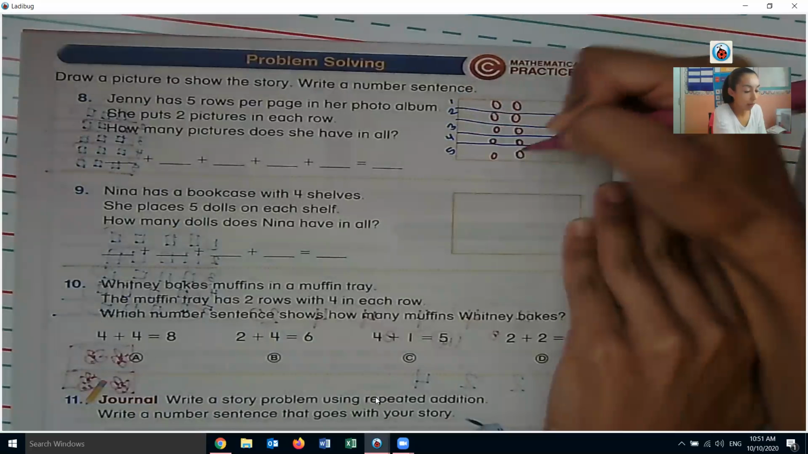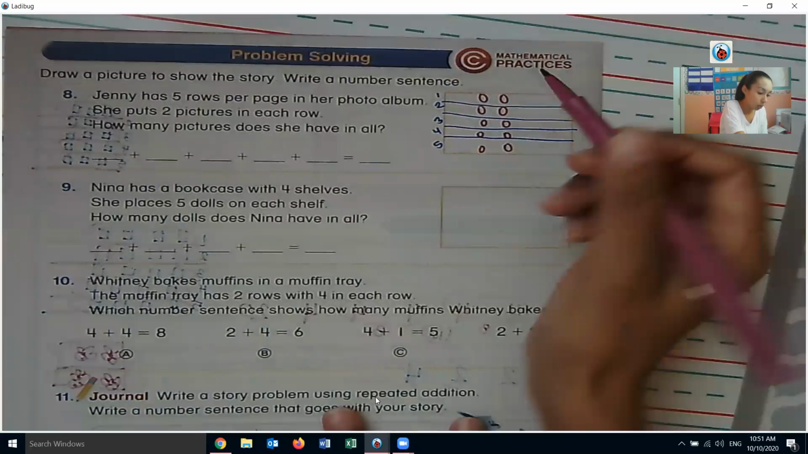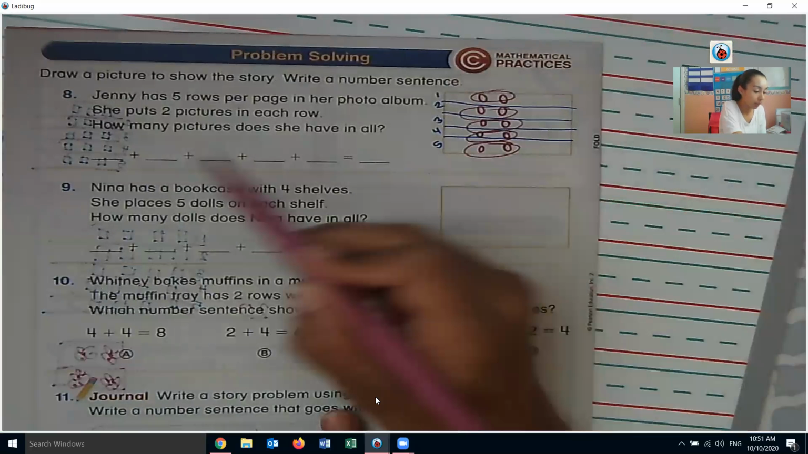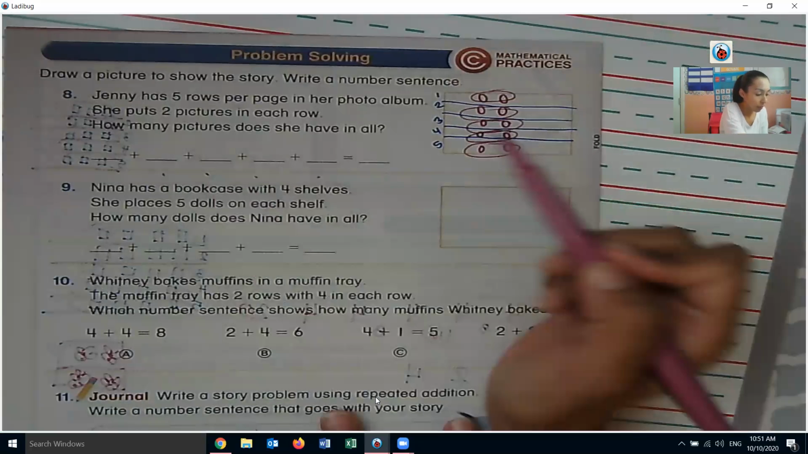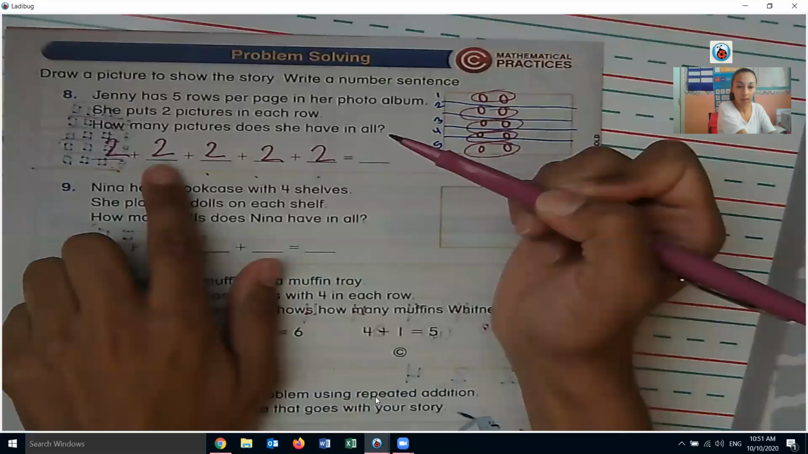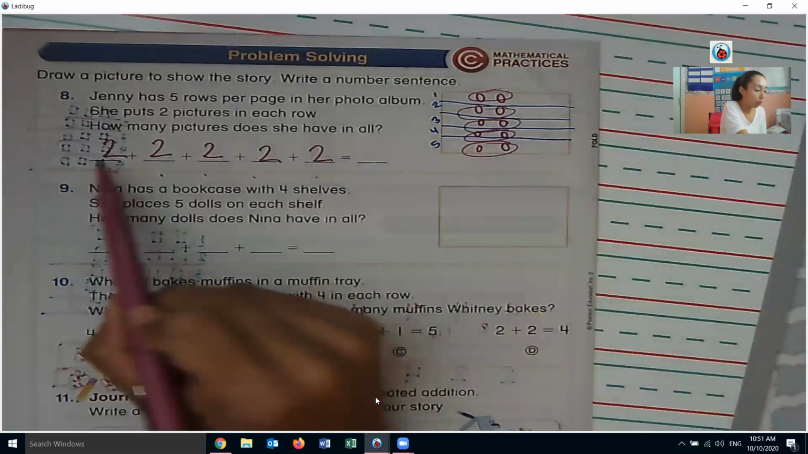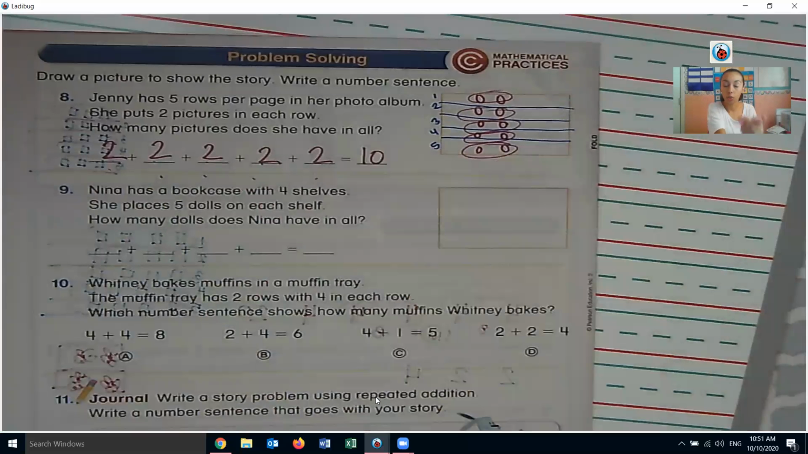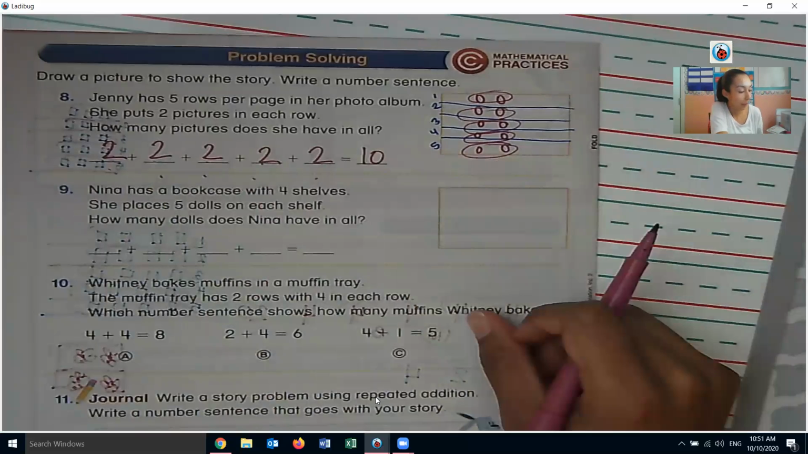So that means we have 1, 2, 3, 4, 5. There should be 5 different lines. And there are 2 in each of those rows. So I'm going to add up 2, 4, 6, 8, 10. Or you can group different 2's together to add up a few 2's at a time.